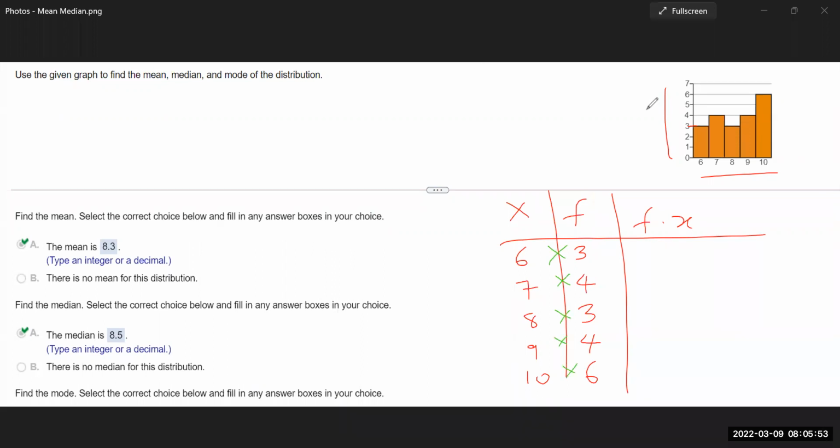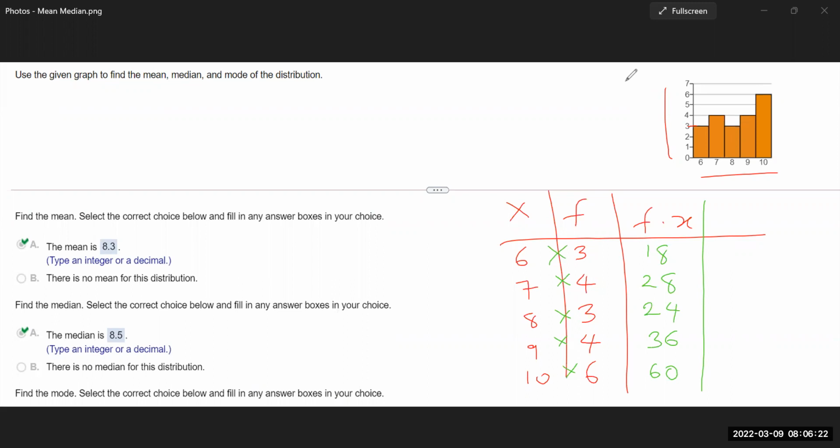6 times 3 gives you 18. 7 by 4 gives you 28. And then 8 by 3 gives you 24. 9 by 4 gives you 36. And 10 by 6 gives you 60. Okay, nice.